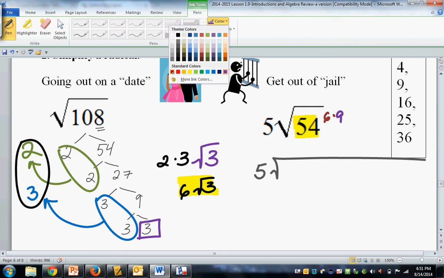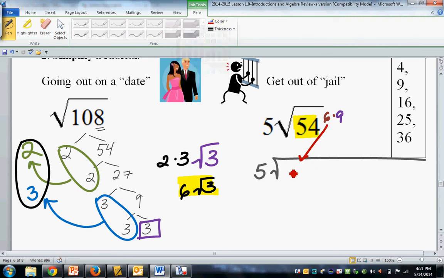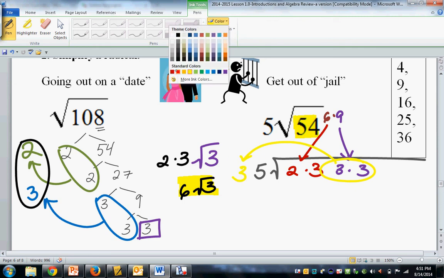But we're going to break those down. So 6 times 9. This 6 is going to be 2 times 3. And this 9, of course, is going to be 3 times 3. Now, to break out of jail, you have to have a partner to get out of jail. So we're looking for, again, those doubles. And we have a pair of 3s. So they're going to come out.